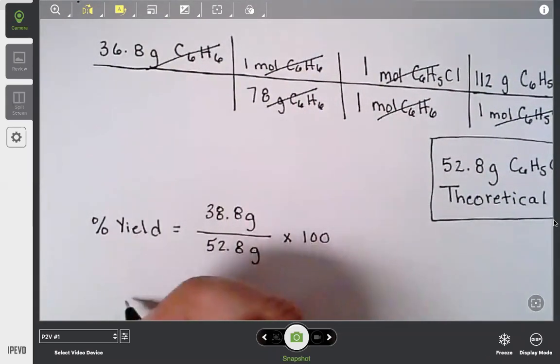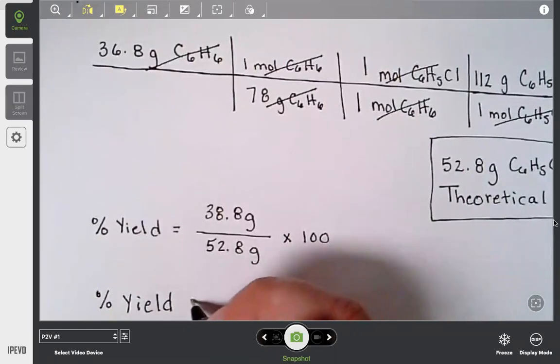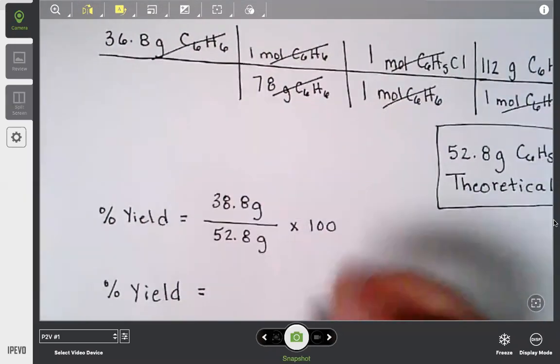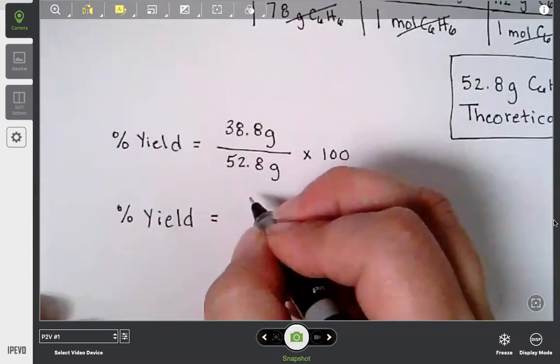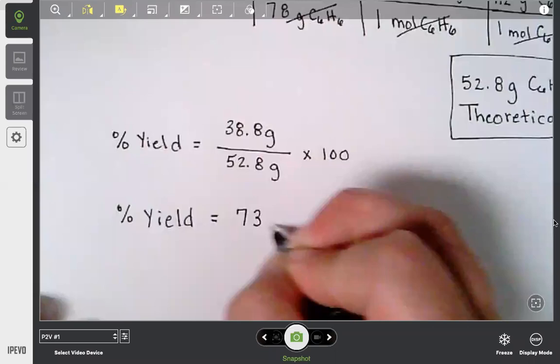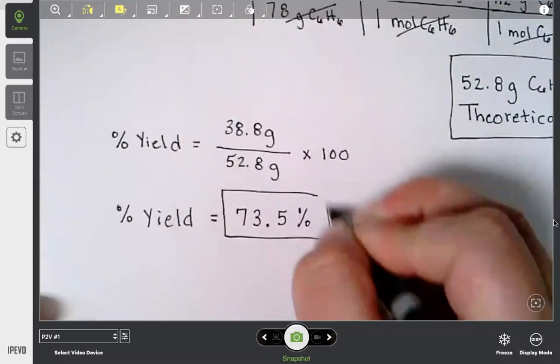And my answer here, my percent yield, and I like to keep a decimal on my percent yields. I mean, I probably won't freak out if you don't, but I usually keep a decimal. So that's about 73.5%. And that's your answer.